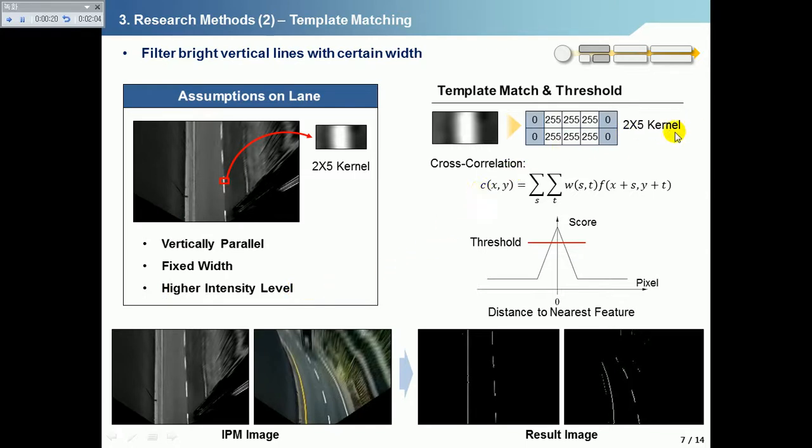We took a 2 times 5 kernel. The middle three represent the lane, and each end represents the road. By cross-correlating the kernel with the image and thresholding at a certain value, we obtained only the bright vertical lines, which are assumed to be lanes in the IPM image.